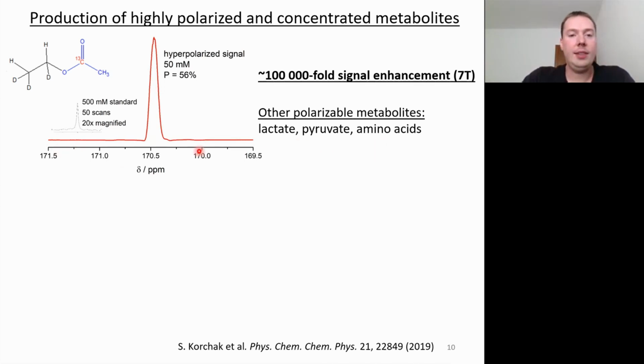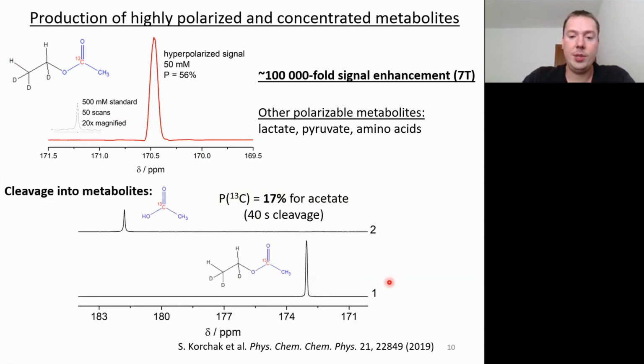Okay, so now if we take this polarized molecule, that's the same spectrum down here, we can show that we can cleave it. That's a procedure that we haven't fairly optimized at the moment, since we're working on achieving higher and higher polarization for different molecules. But if we do a 40 second cleavage, we still end up with 17% carbon-13 polarization for the acetate peak, which you see here, which we could then use for some biological applications.